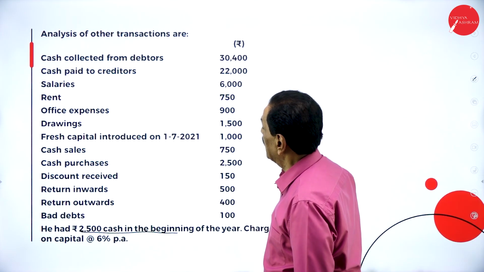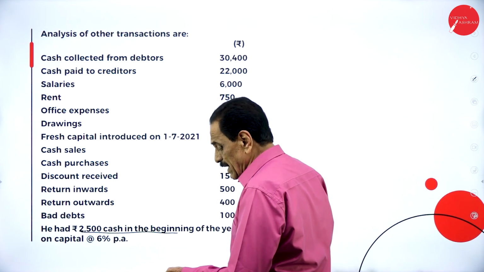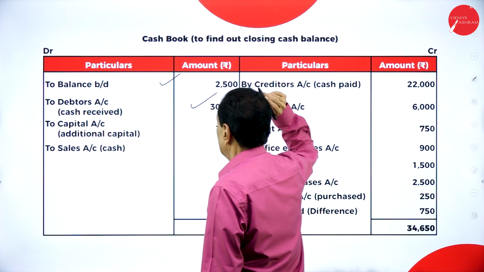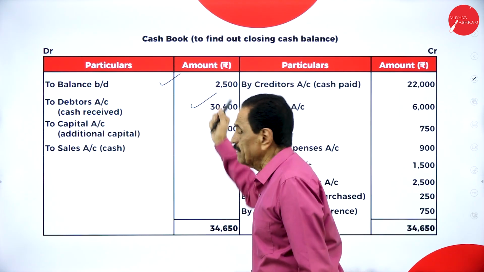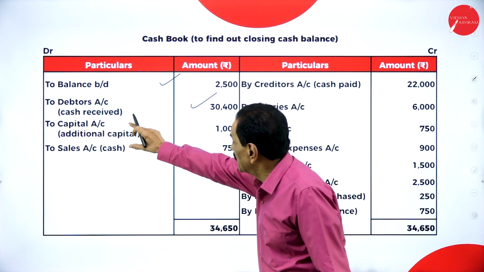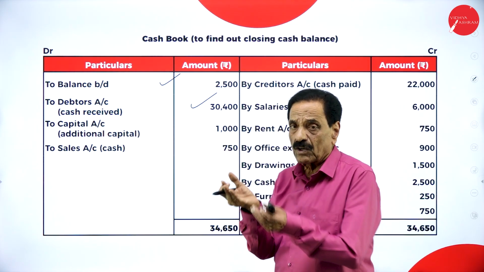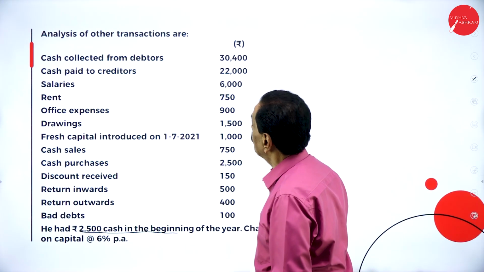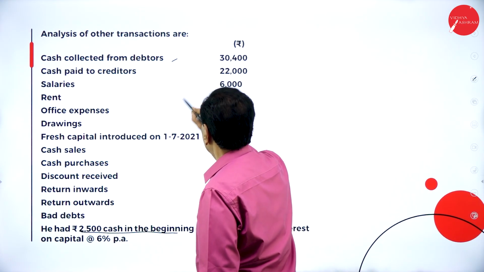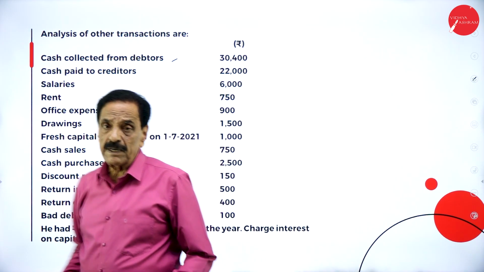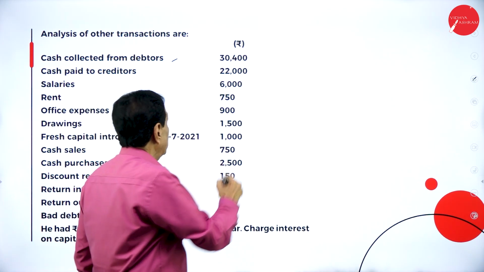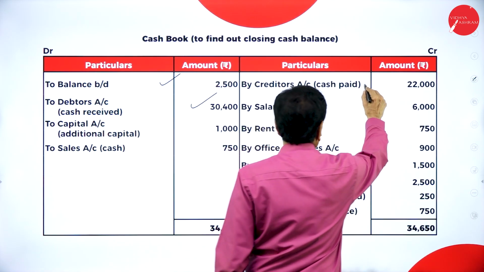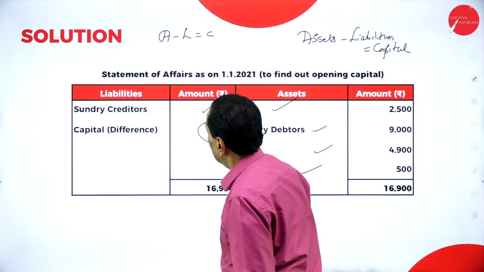Then come back here. Collection from debtor means we received the amount from the debtor. Debit what comes in. We started with 2,500. How much received from our customer is 30,400. What will happen? Your cash account will be raised. What is next one? We paid cash to creditor. When cash paid means cash is going out. By creditor, how much you paid? 22,000.